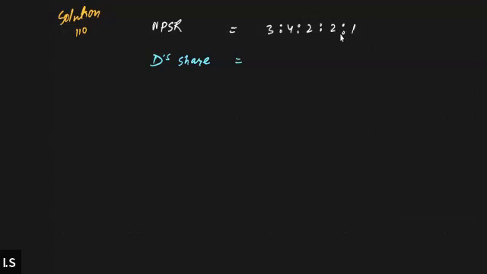This is the new profit sharing ratio of the partners, in which D's share will be 2 by 12. 4 plus 3 is 7, 7 plus 2 is 9, 9 plus 2 is 11, 11 plus 1 is 12. So that means D's share is 2 by 12. Is that correct? Does everyone understand this? Yes, sir. Okay. Then D's share in goodwill.